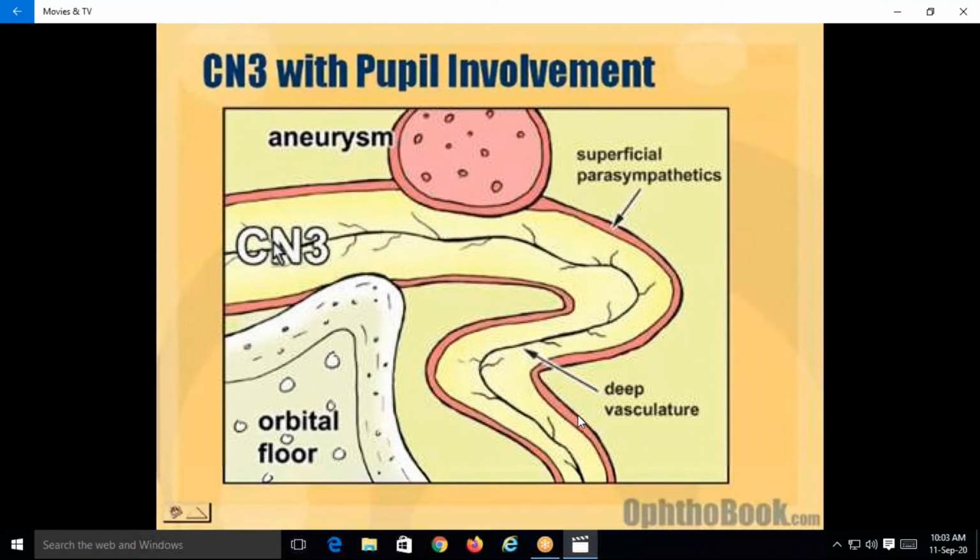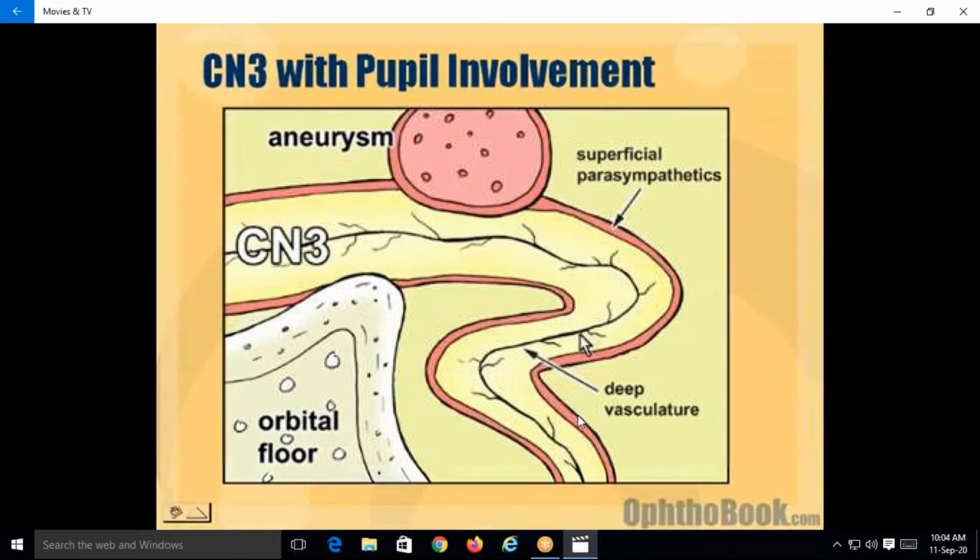So if we think of our cranial nerve 3 here, it's traveling from the brain and going towards the eye. Deep inside all the cranial nerves, well, really any nerve, is vasculature. Nerves need a blood supply too if they're going to survive. And you can imagine that the vasculature in nerves is usually pretty deep. It's deep inside that nerve.